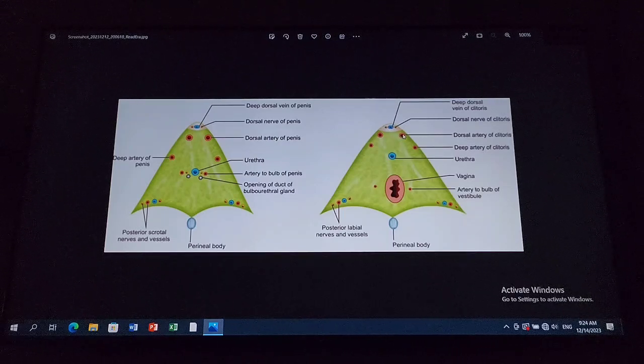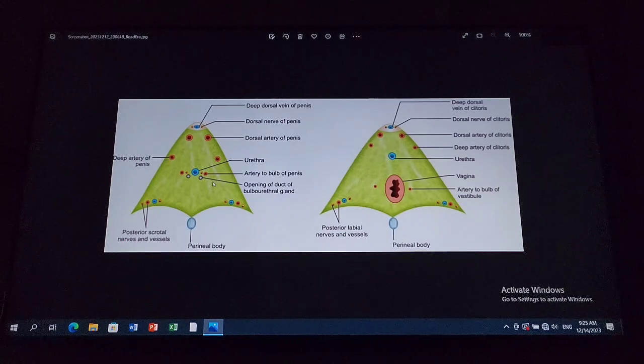لما نيجي نحكي عن perforators through the perineal membrane عندنا dorsal artery of the clitoris or the penis, the deep artery of the clitoris or the penis, and we have the urethra, you see here, the urethra, and vagina in the female, whereas in the male we just have the urethra. And the artery to the bulb, and MCQ. In the female, the arteries to the bulb are near the vagina, whereas the artery to the bulb is near the urethra in the male.